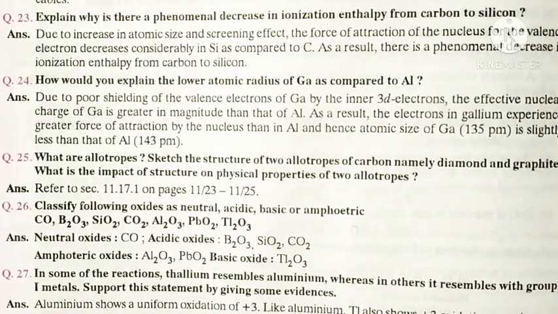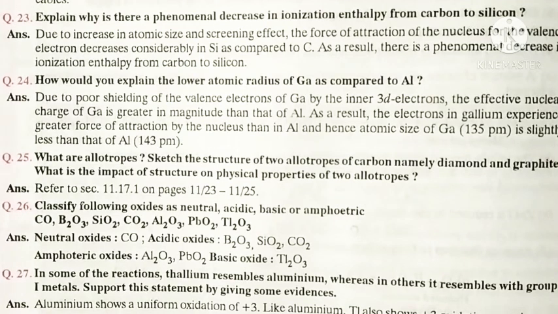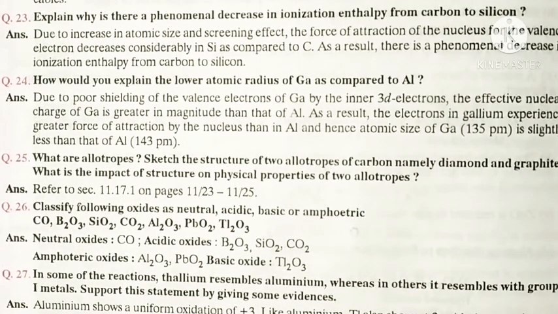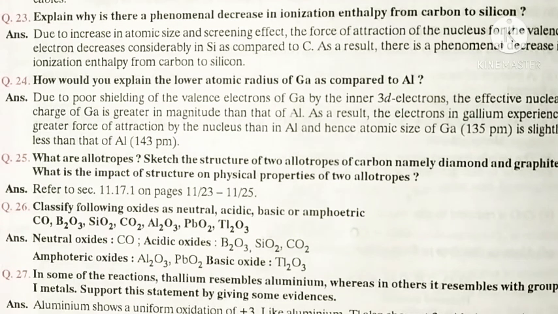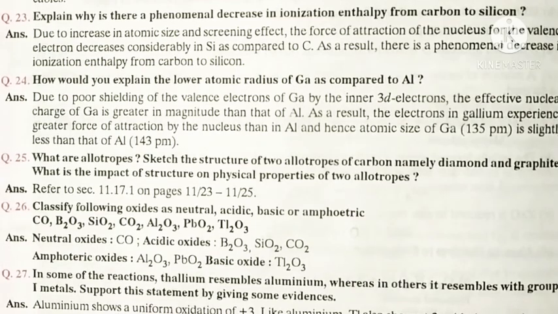Classify the following oxides as neutral, acidic, basic or amphoteric. As we know, metallic oxides are always basic in nature, non-metallic oxides are acidic in nature, and those oxides that are amphoteric are of metalloids. So the neutral oxide is carbon monoxide, while the acidic oxides are B2O3, SiO2 and CO2, the amphoteric oxides are Al2O3 and lead oxide, and the basic oxide is Tl2O3.